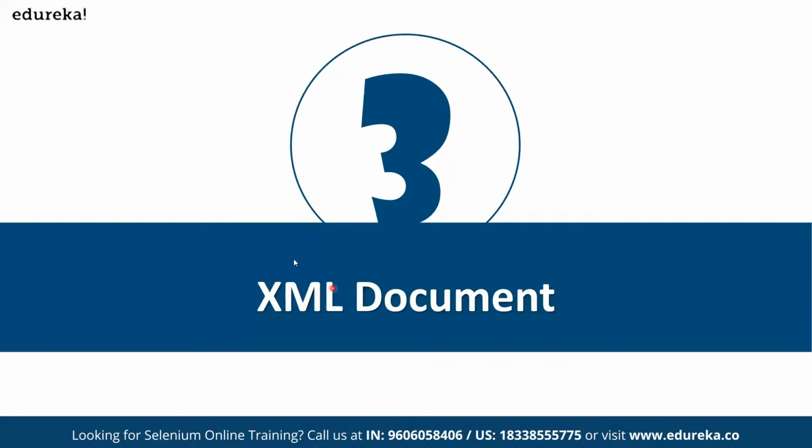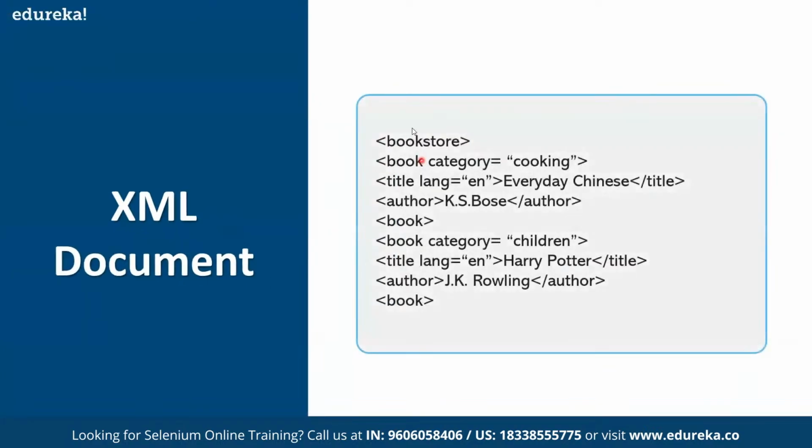XML documents actually hold the data. The XML document structure looks similar to HTML. In angular brackets, say we write bookstore, and book category equal to cooking. For one book category, there is a title and an author. This book has closed, and here it should be a slash, then book category equal to children. So there are two types of books, cooking and children.